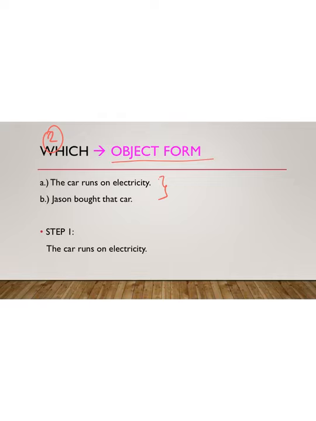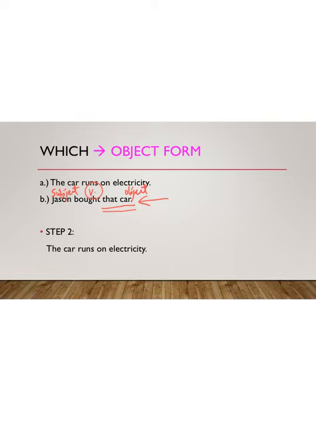Jason bought that car. That's why for step number 1, immediately we write down the car runs on electricity first. Step number 2, we look at this additional piece of information: Jason bought that car. Where can you see the car? Yes, you can see the car here. Jason is the subject in the sentence, bought is the main verb, and that car is the object of the sentence.